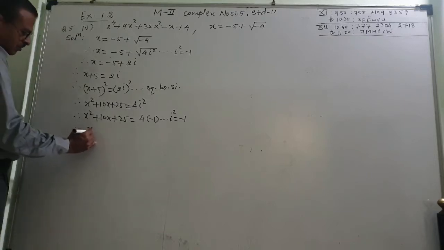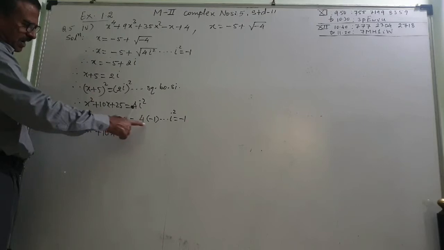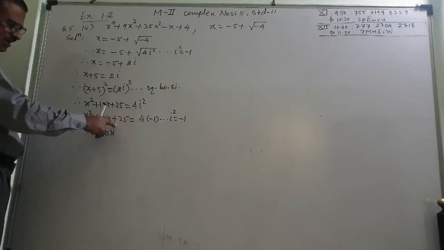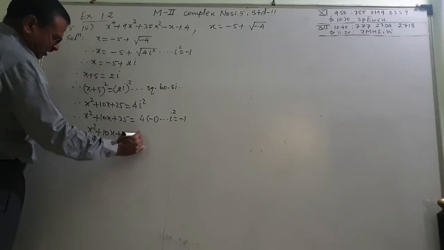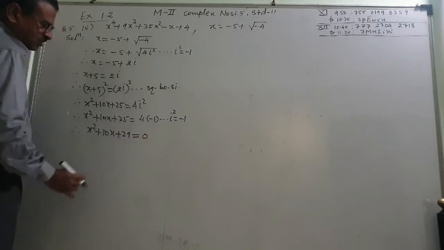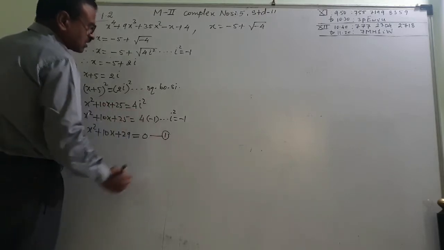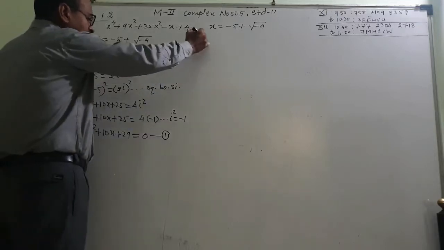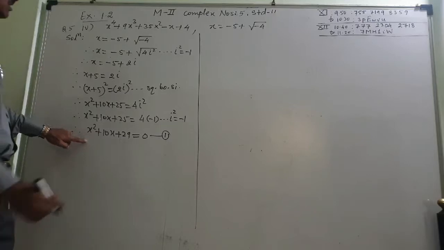Therefore, x square plus 10x plus 25, and this minus 4 I will bring here, it will become plus 4. So this will become plus 29. What is remaining here? Here it will be 0 because I have brought it here. This is your number 1. Now what is the next step? I will divide this number by this.